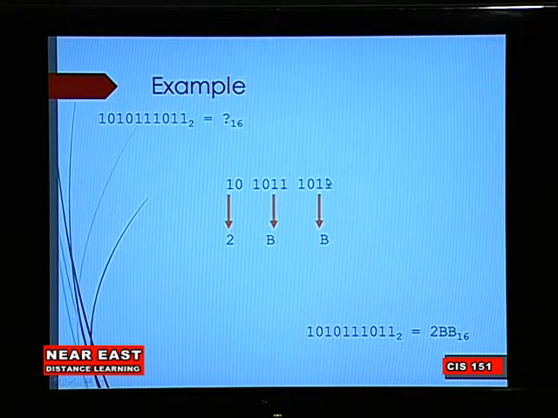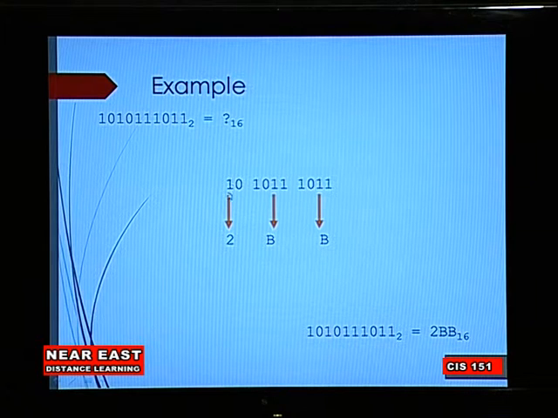Now here, this one represents the 1s, 2s, 4s, and 8. So 8 plus 2 is 10, 10 plus 1 is 11, which equals B in hexadecimal. Here again, 1s, 2s, 4s, and 8. 8 plus 2 is 10, plus 1 is 11. It's equal to B in hexadecimal.